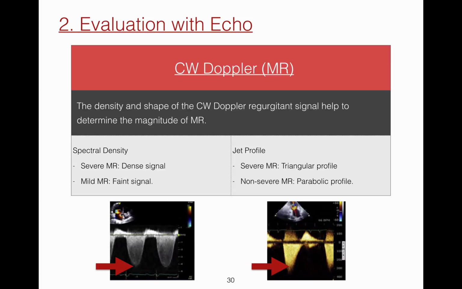Secondly, the regurgitant signal profile. With mild mitral regurgitation, the signal is parabolic or tongue-shaped. With severe mitral regurgitation, the signal is triangular in shape.